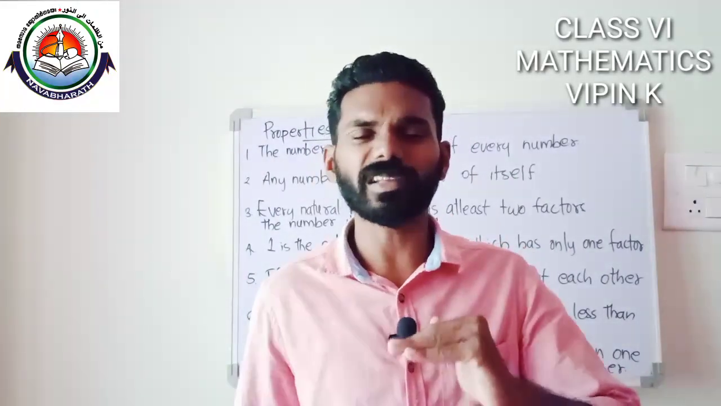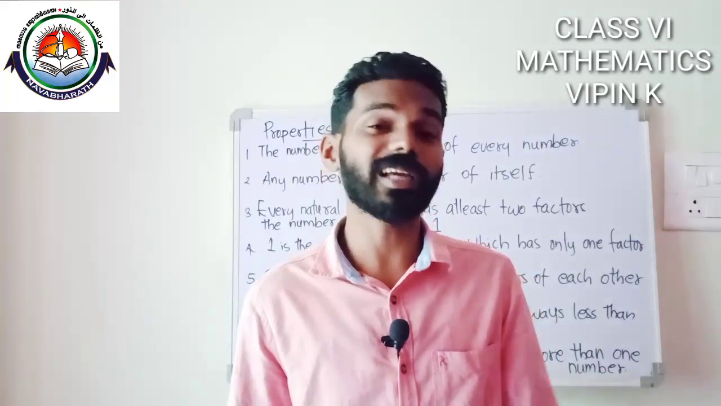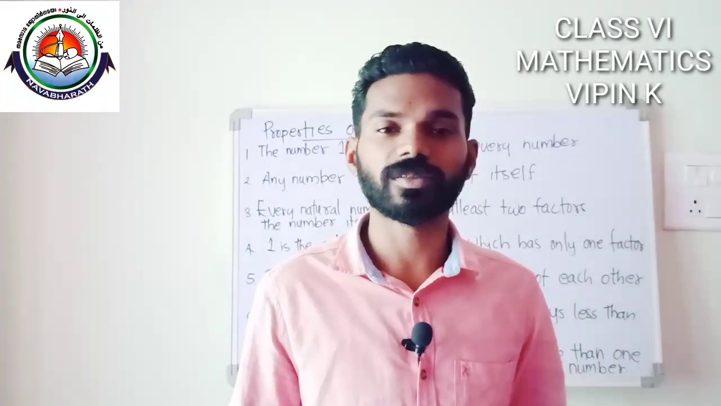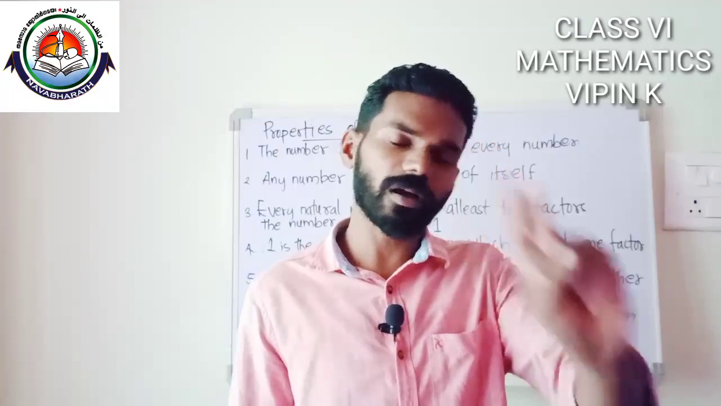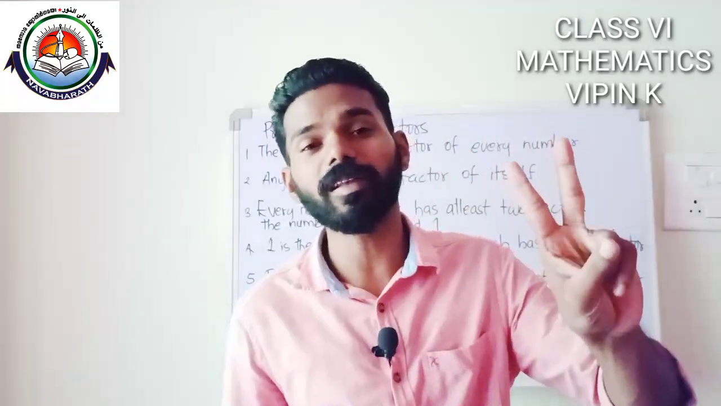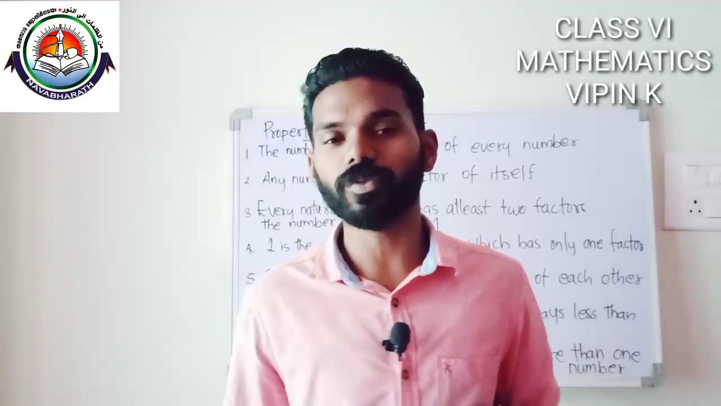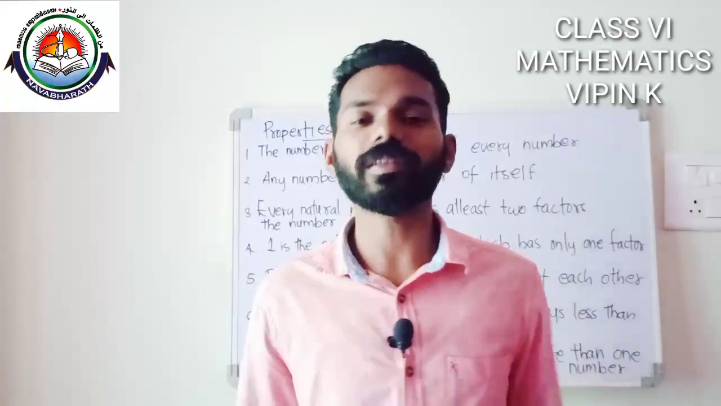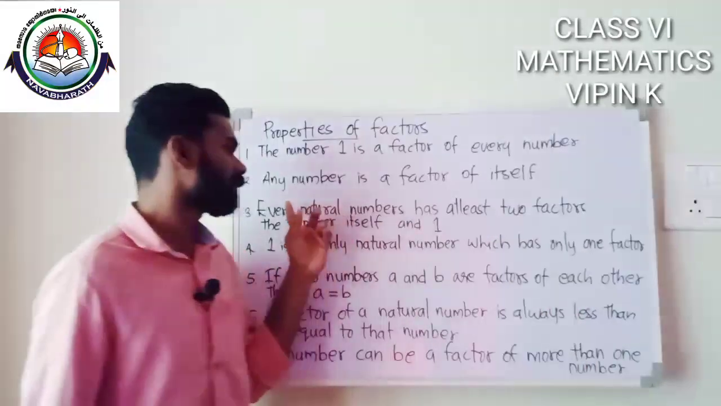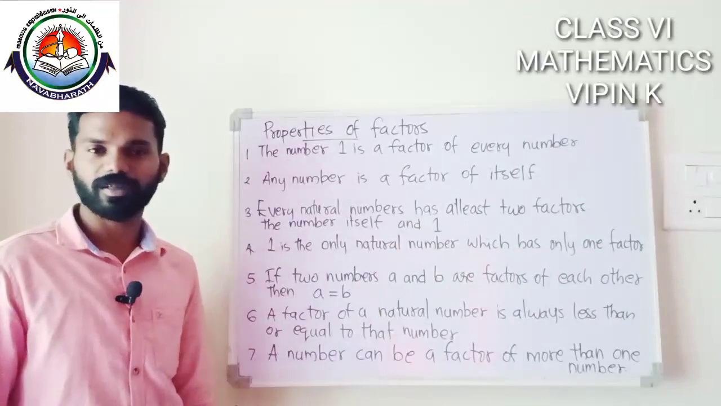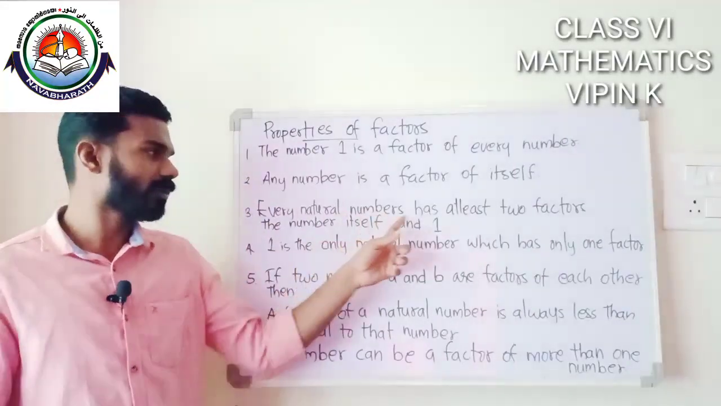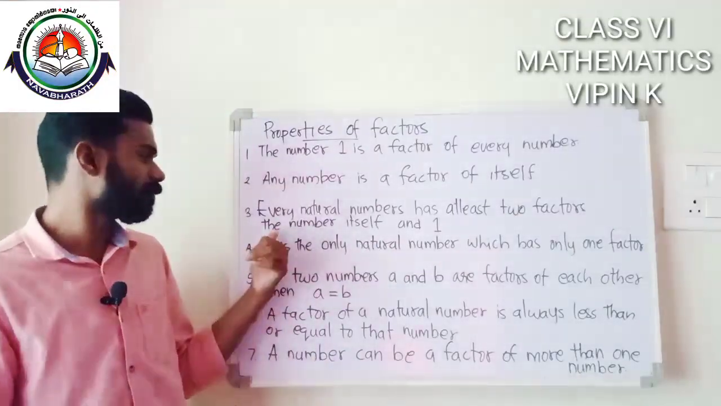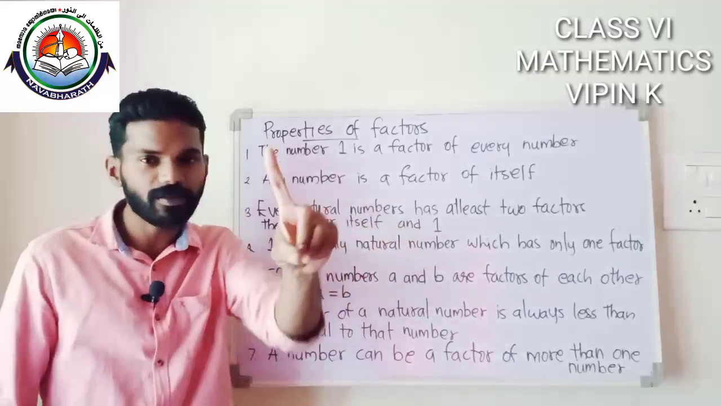Okay, so for any number, there must be at least 2 factors. There may be more than 2 factors, but it is sure that every number must contain at least 2 factors. Minimum 2 factors. Which are those factors? 1 and that number itself. That is what is referred to in the third property: every natural number has at least 2 factors, which are the number itself and 1.